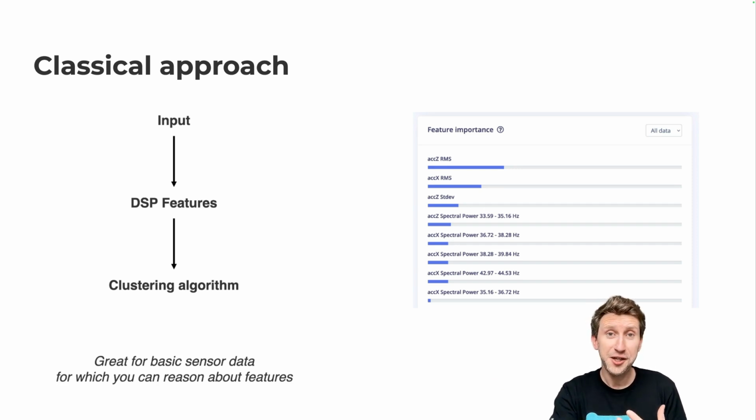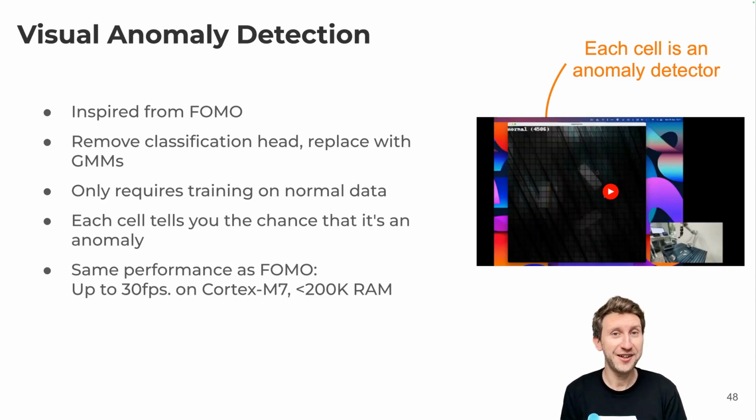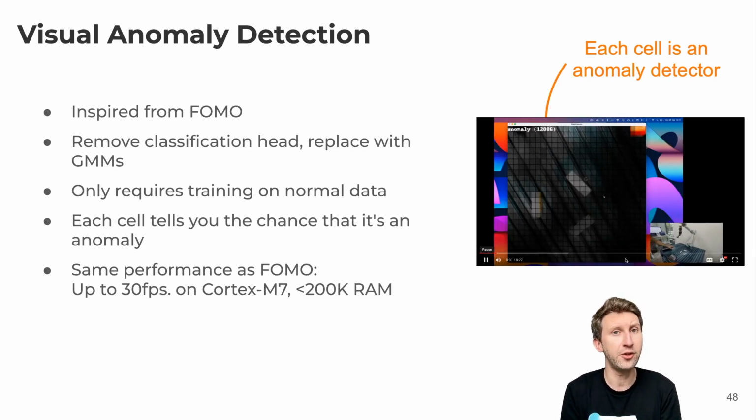But we've managed to create a feature, a visual anomaly detection. It's not ready yet, but it's about to get released in a couple of weeks. Stay tuned. We got inspired from FOMO. Basically, how we do that is we remove the classification head and replace it with some Gaussian mixture models. We only need to train it with normal, or nominal, data, and each cell tells you the chance of whether there is an anomaly or not.